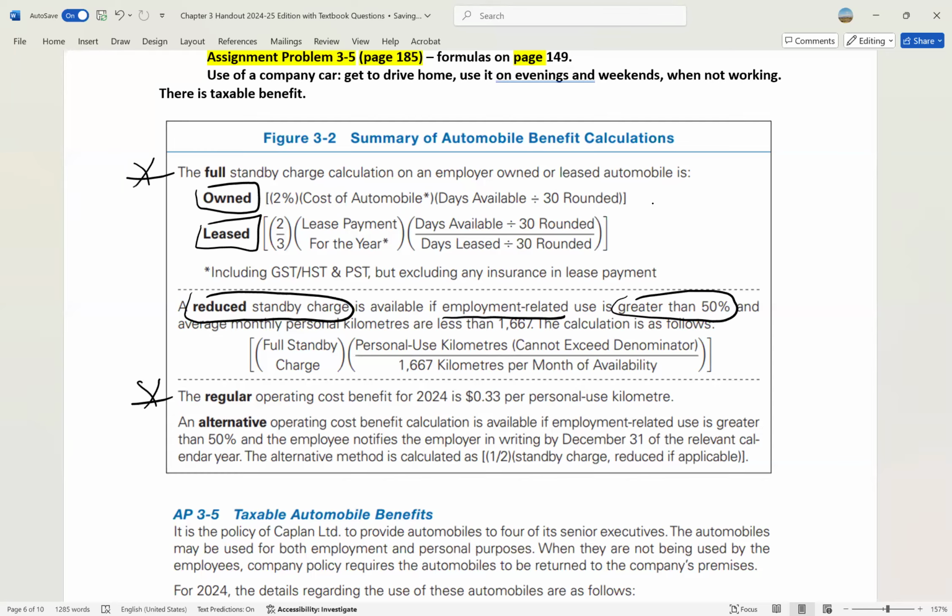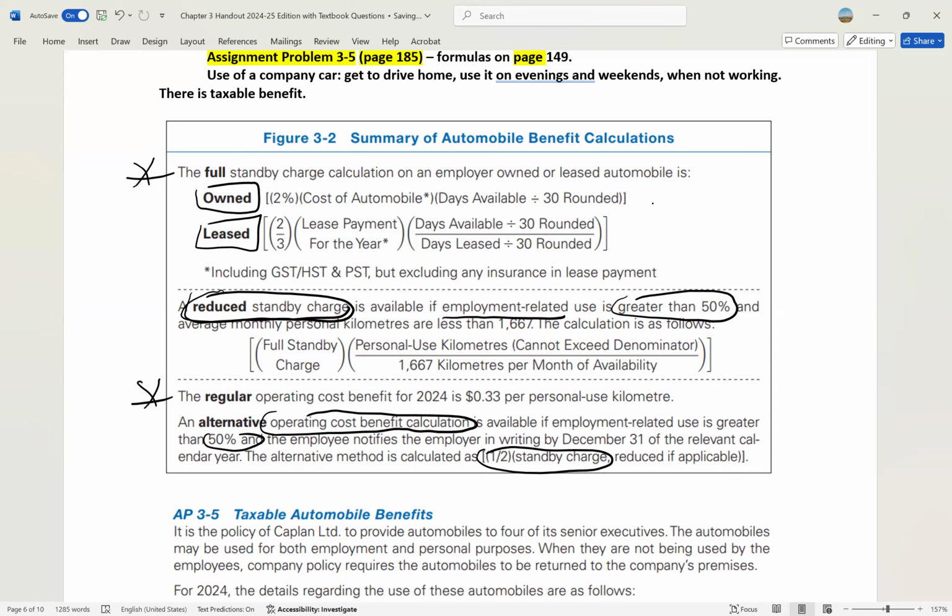If you qualify for this reduced standby charge, then your operating cost benefit can also be just 50% of your reduced standby charge. We just take 1/2 of the reduced standby charge, and that could be a better way of calculating your operating cost benefit than multiplying your personal use kilometers by 33 cents.